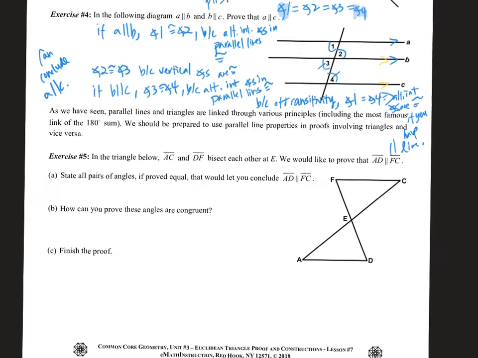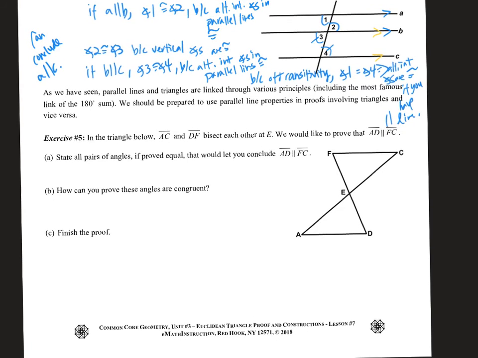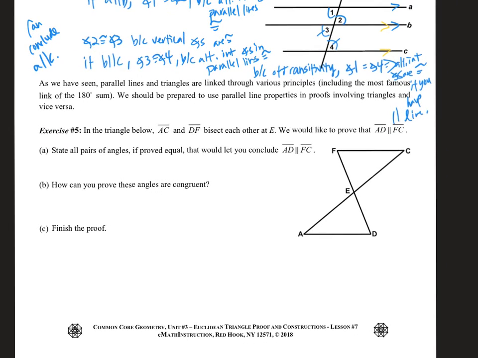Final exercise. So as we've seen, parallel lines and triangles are linked through various principles, including the most famous link of the 180-degree sum of its internal or interior angles. So we should be prepared to use parallel line properties in proofs involving triangles and vice versa. So let's look at this triangle below.